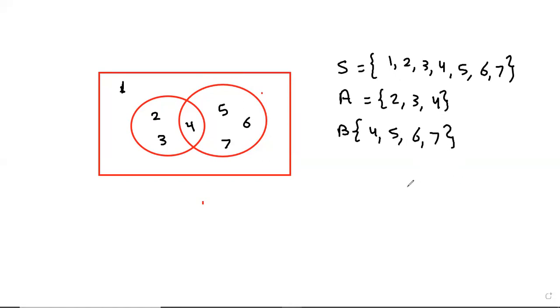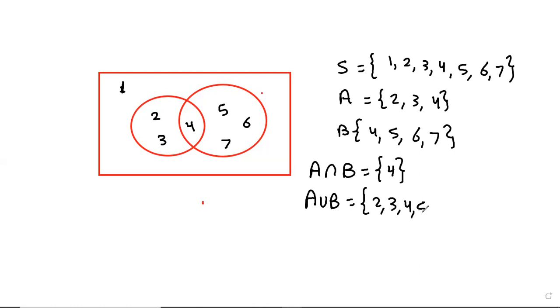You should know them well. What is A intersection B? 4. Only one number. It's 4. And what is A union B? 2, 3, 4, 5, 6, 7.